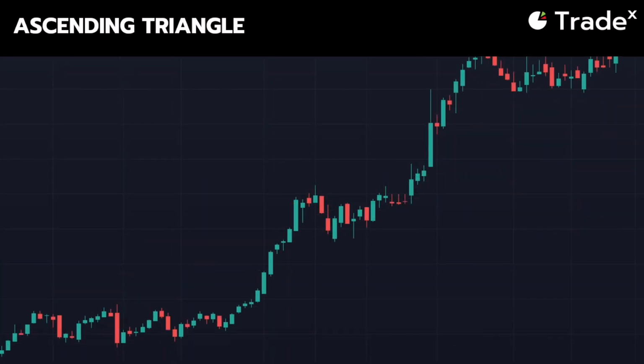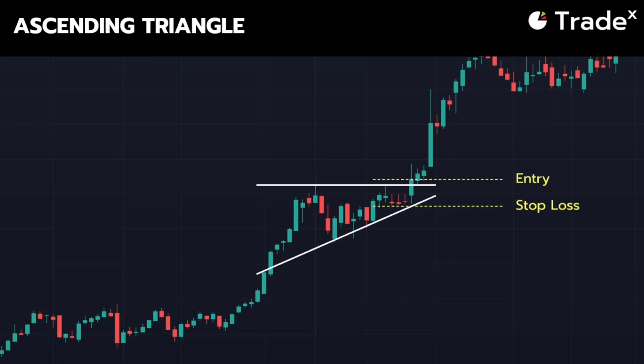Similarly, an ascending triangle appears during the pause in the trend. Enter the trade when the price breaks above the pattern. Set the stop loss slightly below the most recent low to manage risk. Measure the height of the triangle and extend this distance upward from the breakout point to determine your take profit target. This method provides a clear goal for potential gains, and as demonstrated, the price typically reaches the take profit level as anticipated.